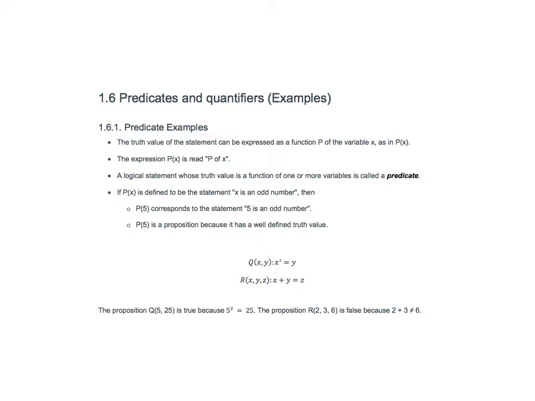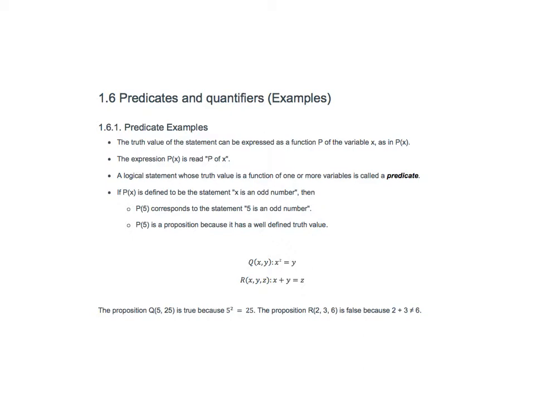Also, you can see some other examples of predicates like q of x and y and r of x, y, and z with more than one variable. So q of x and y has two variables. That's why we write two variables like x and y inside parentheses. They are separated by a comma. And this is how we define it. For example, q of x and y is this equality: x squared is equal to y, which means that if x squared is equal to y, then q of x and y would be true. Otherwise, q of x and y would be false.